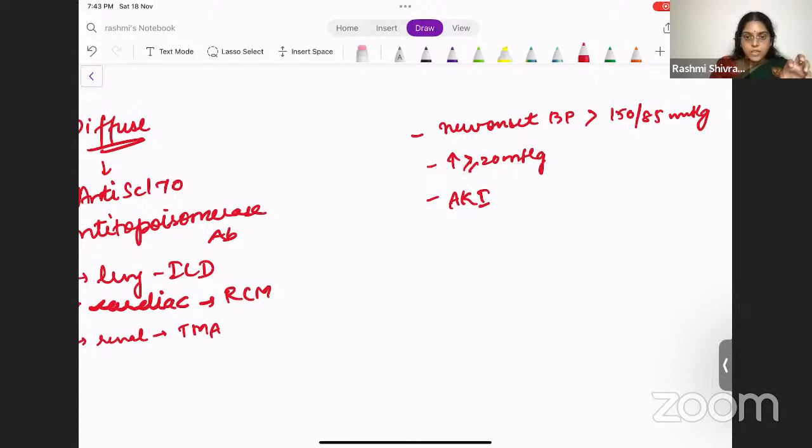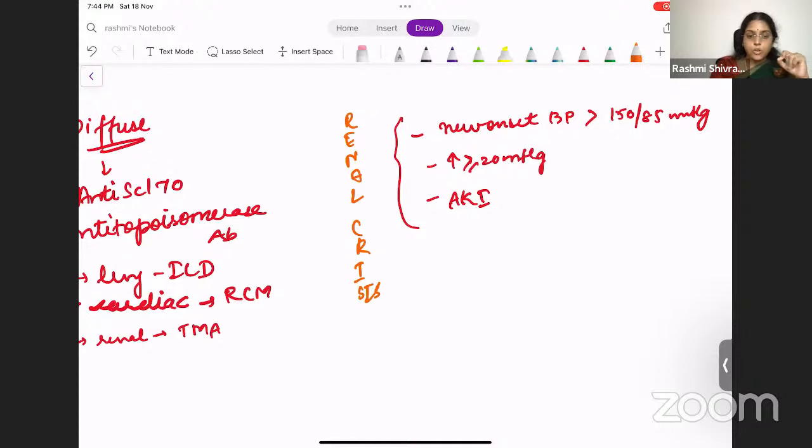In patients with scleroderma, if they have a new onset of BP more than 150 by 85 millimeters mercury, or the BP increases more than 20 millimeters mercury from their baseline, and when the patient is having an acute kidney injury, you call this scleroderma renal crisis. This is called a renal crisis in these patients.